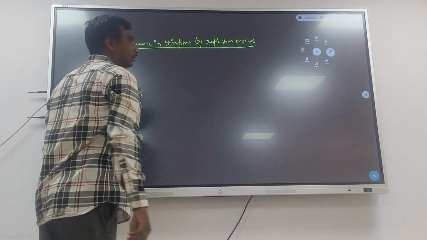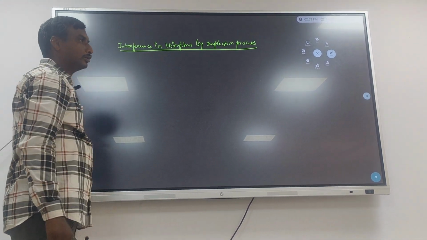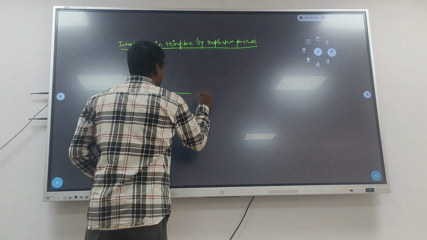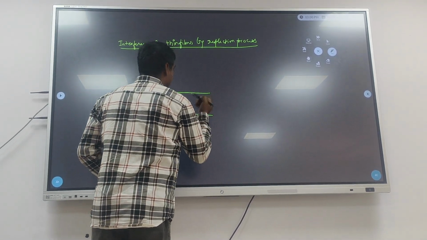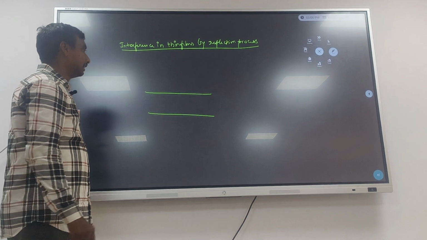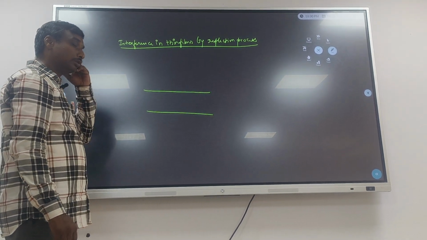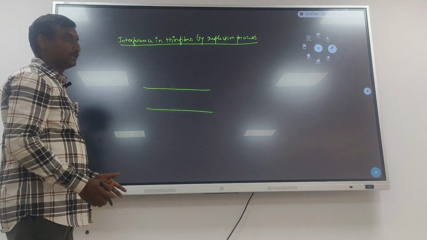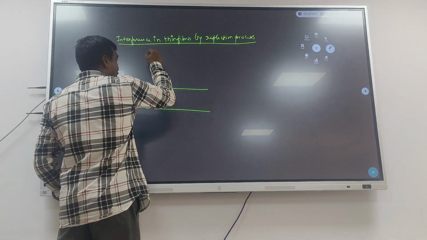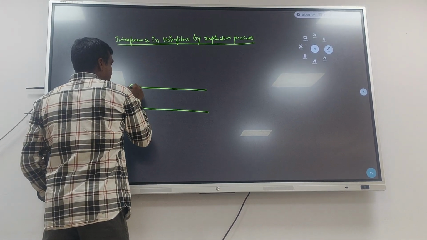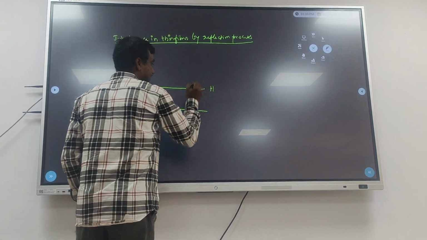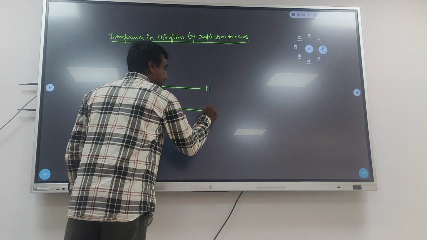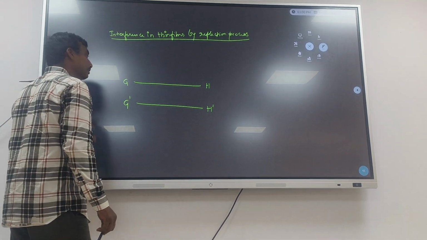So for this question we need to know about this diagram first. Understand this diagram first, and then you will conclude all the interference pattern in between two rays, right? So this is the plate which is called G and H is the top plane, and G dash and H dash is the another plane.